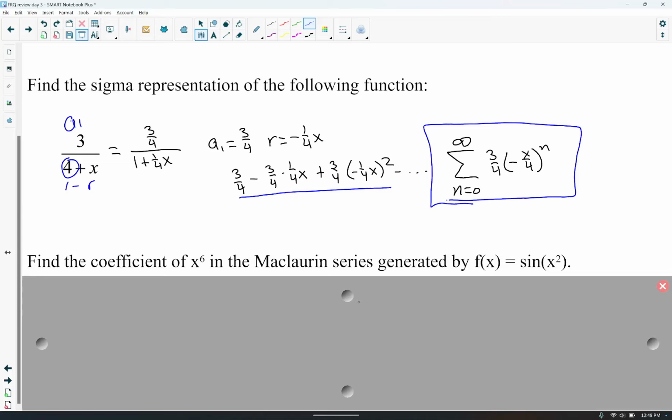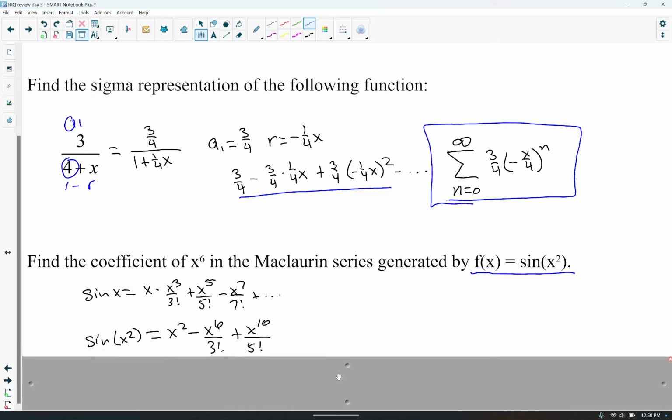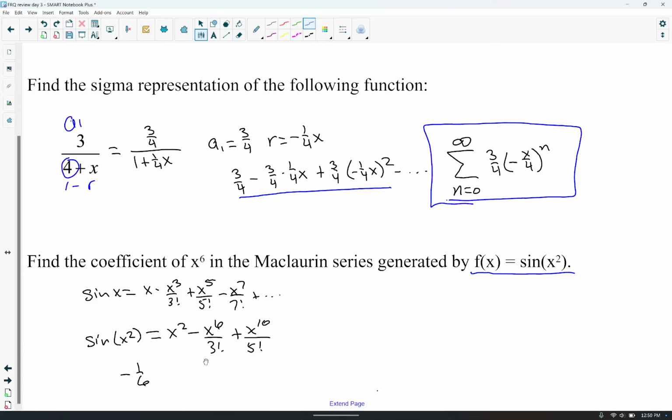Find the coefficient of x to the 6th in the Maclaurin series generated by this. So we start with sine of x. So there's sine of x. Replace all the x's with x squared. And it turns out the coefficient of x to the 6th is -1/3 factorial. That's -1/6.